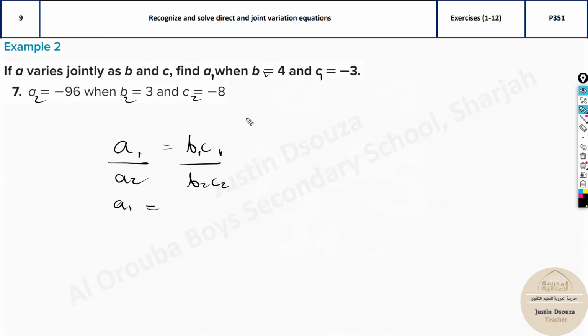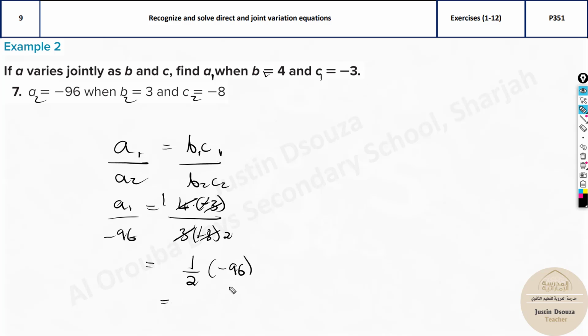So A1 is unknown, B1 is 4 times minus 3, divided by A2 is minus 96, and this is 3 times minus 8. Now here let's simplify. Let's take the 96 to the other side. See, this sign minus minus cancels, 3 3 cancels, you're remaining with 4 one time, 2 times. Okay, so you're remaining with half. This goes to the other side, minus 96. So what is half of 96? It'll be 45 plus 3, it's 48. But the negative sign remains. So the answer for A value is negative 48.